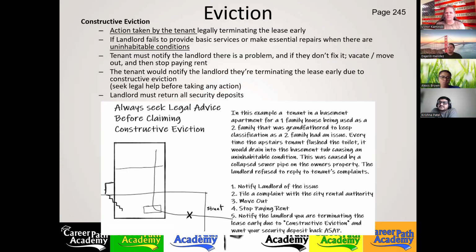Then what I suggested you do is move in with your friend. So move out and then stop paying rent. And then notify the landlord you're terminating the lease early due to constructive eviction. Oh, I also told her, can you document or do you have proof that you've been in communication with the landlord and telling them that there was a problem? Because you had to tell them there was a problem first and be able to document that. And she said, yeah, I got text messages and emails.